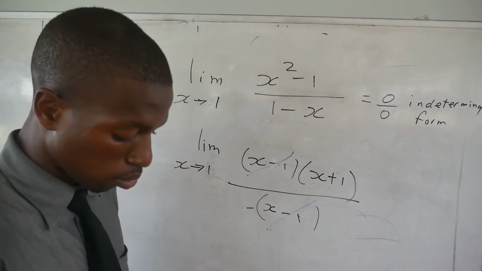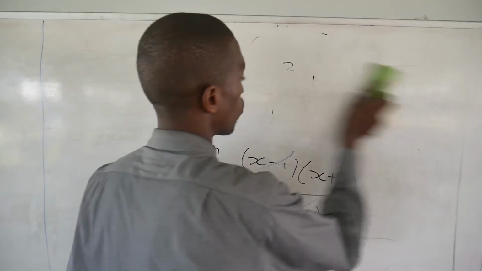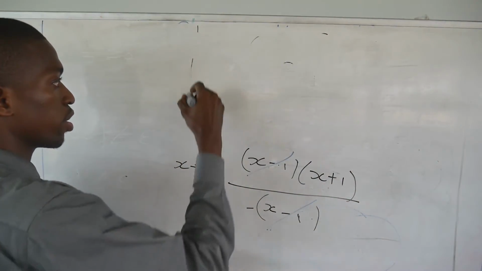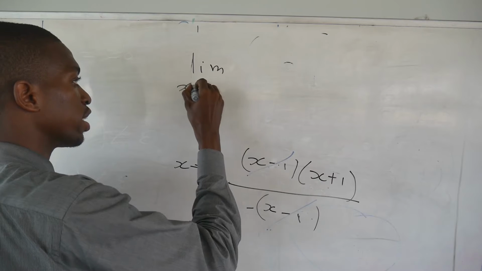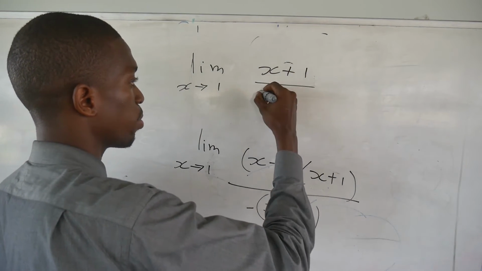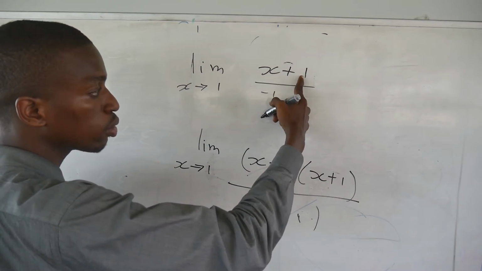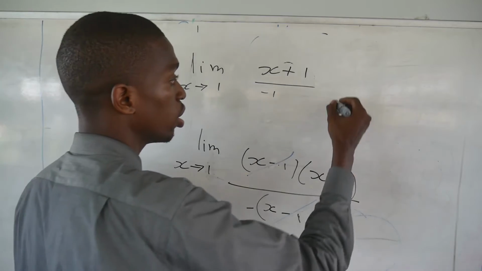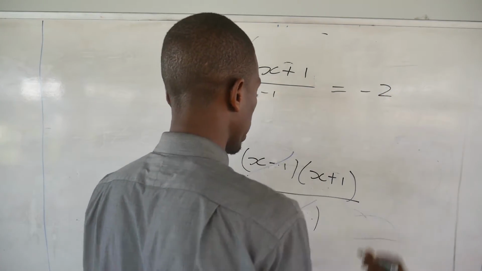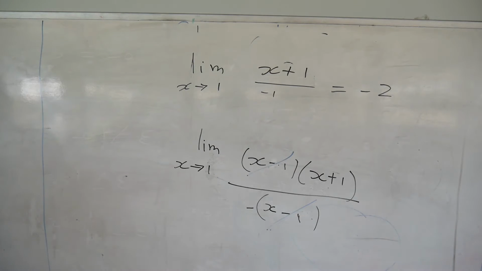So what we have from here is the limit as x goes to 1 of x plus 1 divided by -1. You put 1 in there, you have 1 plus 1, 2 divided by -1, which is equal to -2. Alright, next question.